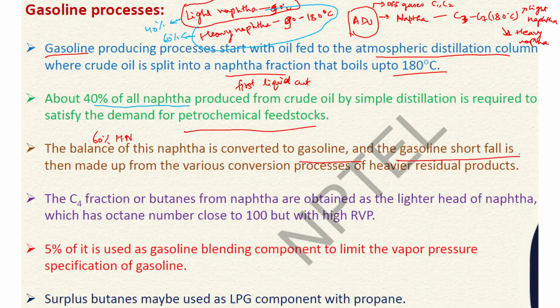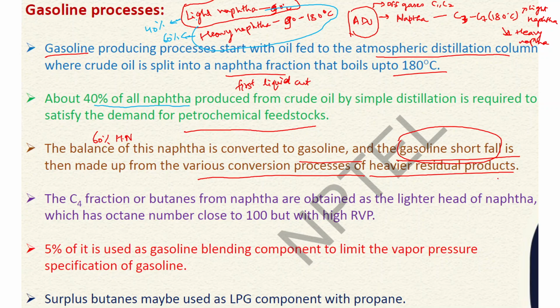but this 60% heavy naphtha, which is converted to gasoline, is not enough to meet the market demands of gasoline. So this remaining gasoline portion, what will happen? Then the remaining gasoline shortfall is satisfied from various conversion processes of heavier residual products.